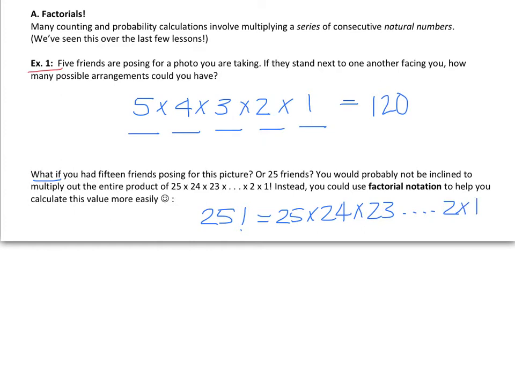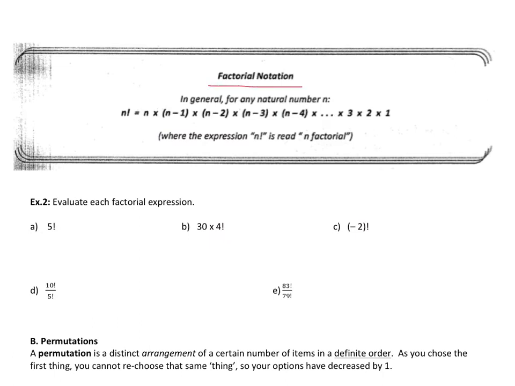And the reason this is helpful is because this little factorial symbol is actually on your calculators. So instead of typing all of this in, since we know that this is equal to that, you can just type into your calculator 25 factorial, and there should be a button that looks exactly like the exclamation point. So let's talk about factorial notation in general. For any natural number, n factorial is equal to n times n minus 1 times n minus 2 times n minus 3 times n minus 4 all the way down to 3 times 2 times 1, where the expression n exclamation mark is read as n factorial.